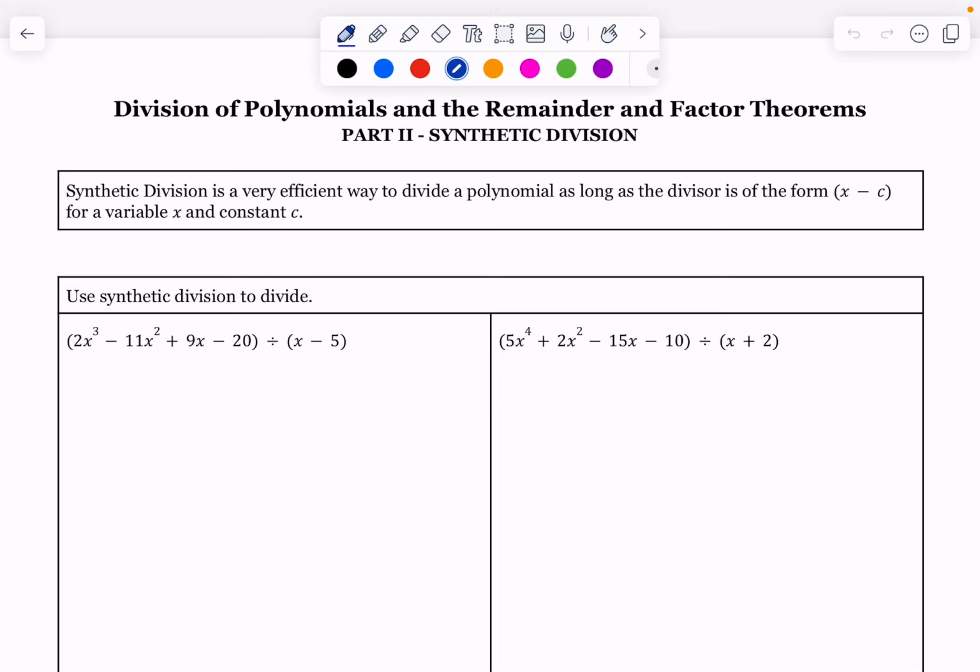This video is part 2 to section 7.3, Division of Polynomials and the Remainder and Factor Theorems. And for this video, we're going to be focusing on synthetic division.